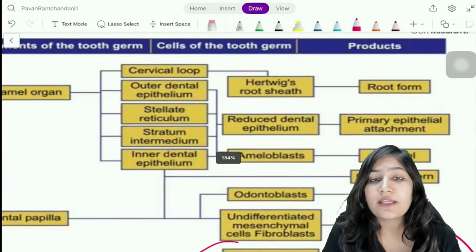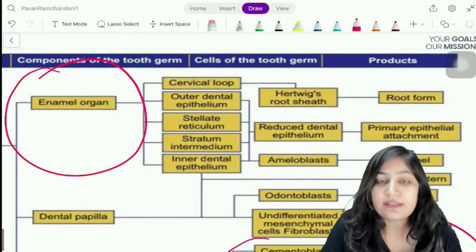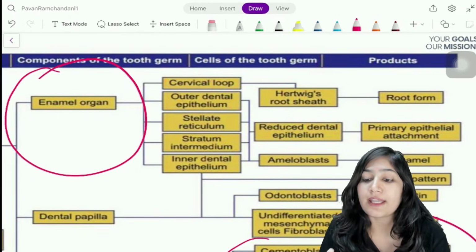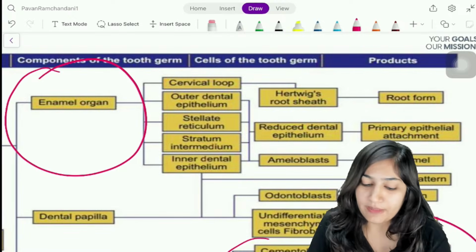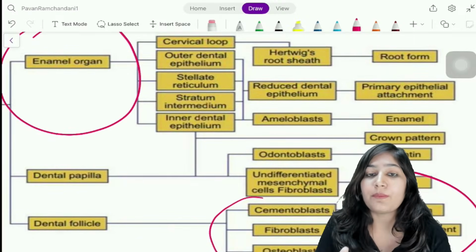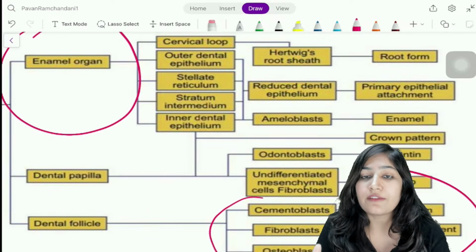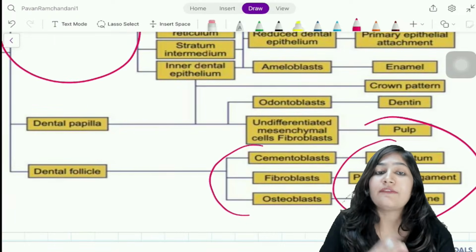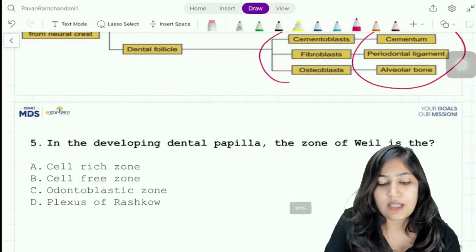So this chart is very important. It helps you to memorize the formation, and this question will definitely come in any of the exams, whether it is your NEET exam or your INI-CET exam. So tooth development is an important topic. Which cells are involved in the formation of which hard tissue can come as an important MCQ. Which part of the tooth germ is involved in the formation of hard tissue can come. Dental papilla gives rise to what, dental follicle gives rise to what. So this is very important.